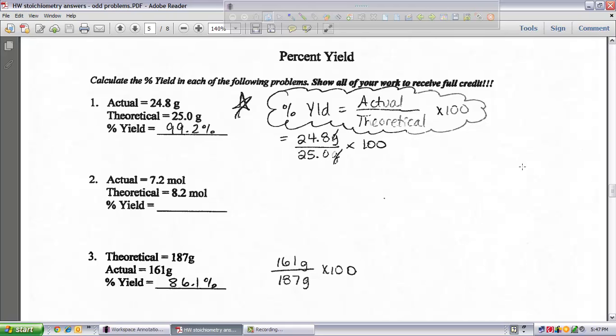Now percent yield is very, very different than percent composition. Percent composition again is just what percent of the mass of each type of element in that compound contributes to the total mass. Percent yield, because I always think about food, I like to think of how much brownie mix actually made it into the brownie pan.